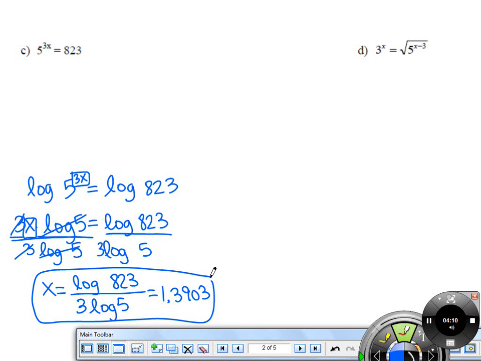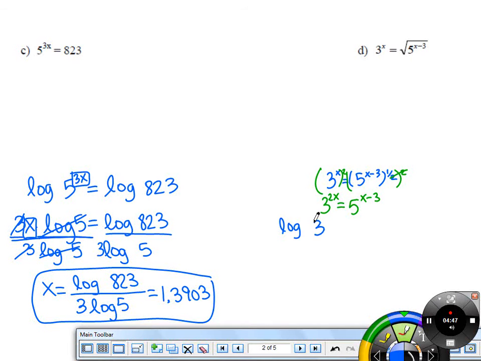It can get a little more complicated, like you see in part D. So here, first of all, I'm going to remind you that a square root means an exponent of 1/2. So this is like 5 to the x minus 3 power all to the 1/2 power. Some people at this point, I've seen a couple methods. What I've decided I like is to just square both sides and get rid of that 1/2 exponent. So that gives us 3 to the power of 2x equals 5 to the power of x minus 3. So 3 and 5 cannot be written with similar bases. So again, we're going to take the logarithm of both sides.